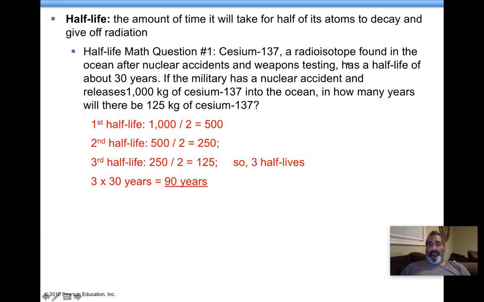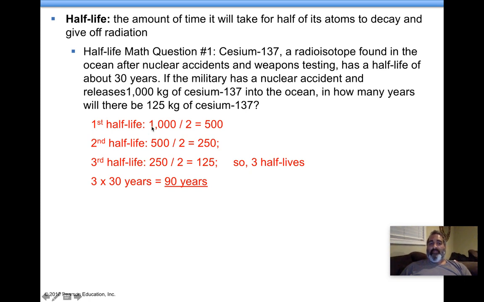Cesium-137 is a radioisotope found in the ocean after nuclear accidents and weapons testing. It has a half-life of about 30 years. If the military has a nuclear accident and releases 1,000 kilograms of cesium-137 into the ocean, in how many years will there be 125 kilograms of cesium-137? Okay, so we start with 1,000 and we've got to get to 125.